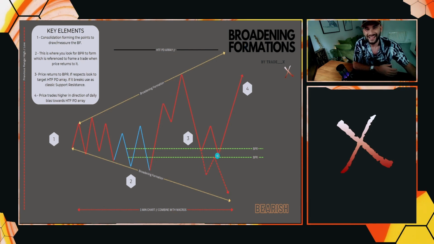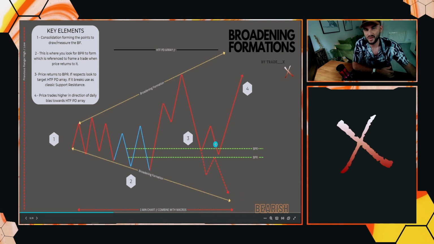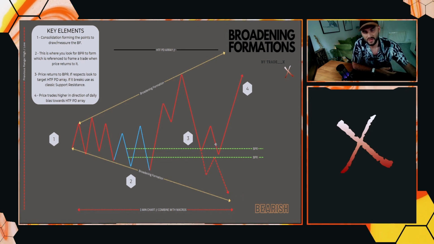However, if it breaks, then this can be used as classic support and resistance, guys. So if it breaks, we wait for price to come back on the other side. And guess what? We are then targeting a discount. We'll be targeting a discount PD array, ideally on a higher time frame.